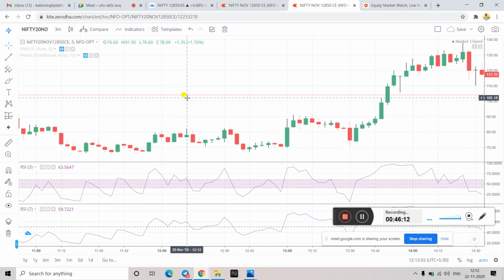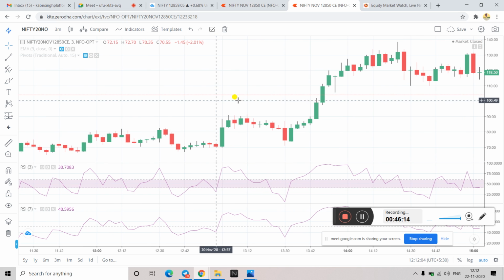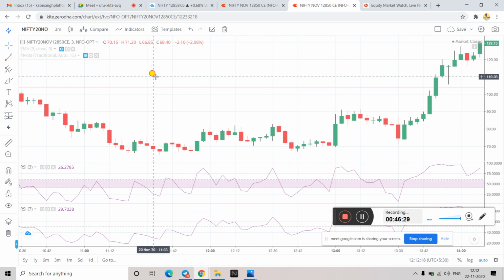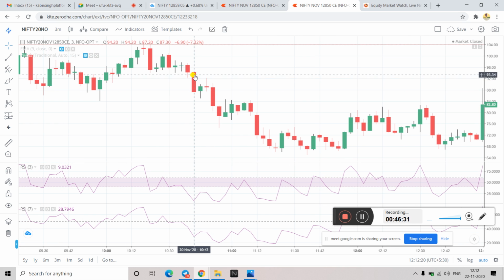So how will you do it? Previously I have told you RSI 3 value should be above 60, RSI 7 value should be above 50. When you are doing selling, RSI 3 value should be below 40, RSI 7 value should be below 50. Exactly the reverse. If I just want to show you an example, this candle would be a block candle.